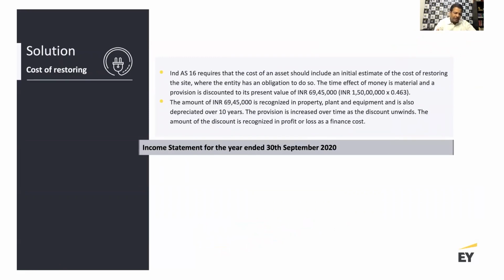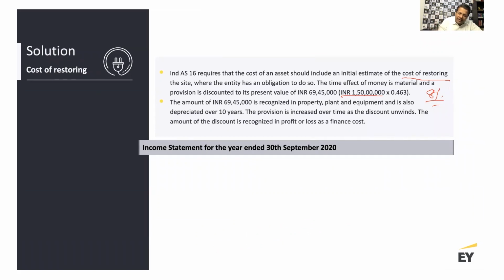The Ind AS requires that the cost of an asset includes an initial estimate of the cost of restoring the site. That means when you look at this 1,50,00,000, you multiply it with the present value factor at 8%, and that information was given as 463 for 1,000.